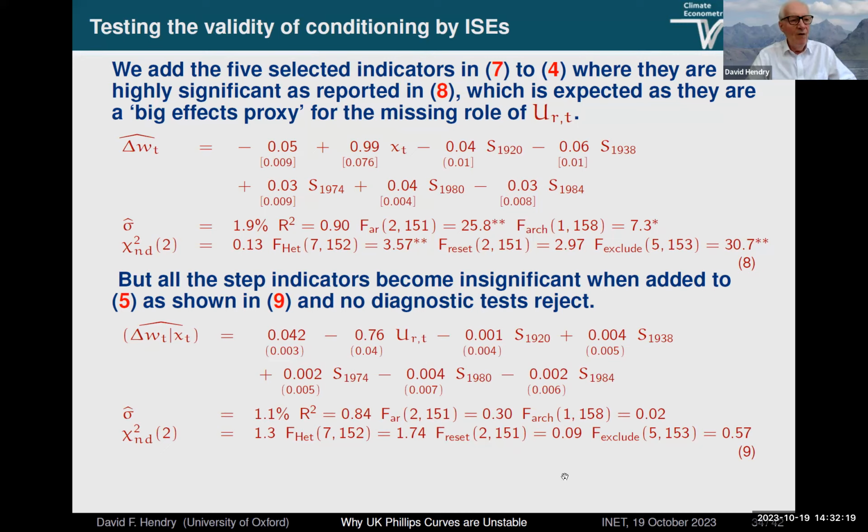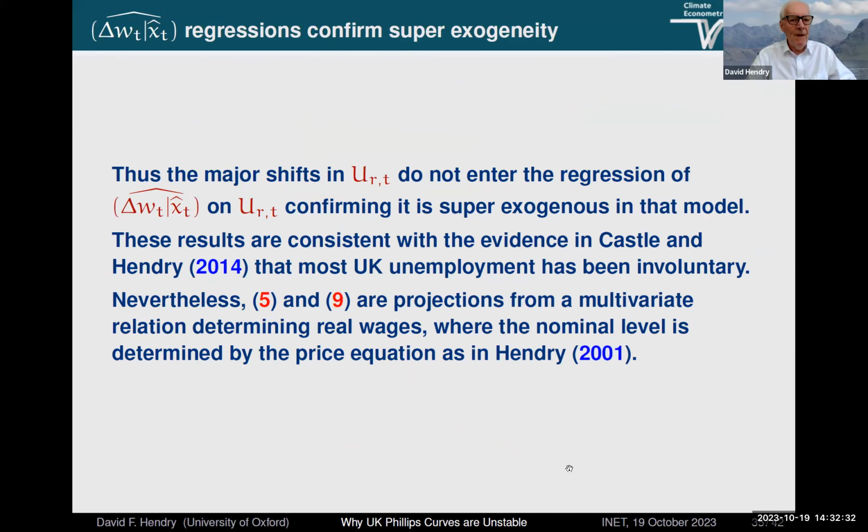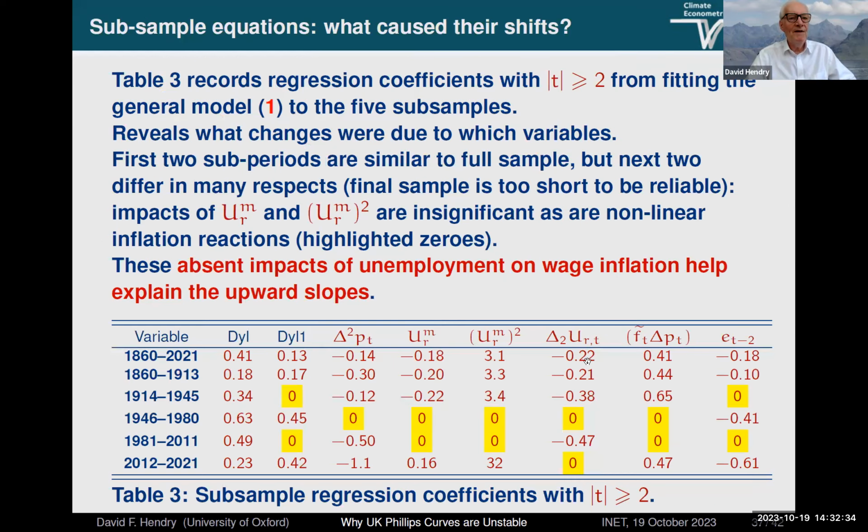So now we know that it's valid to regress our corrected variable on the unemployment rate. It's super exogenous, and yet it's all over the place when you don't do this. What's going on? Right. What caused the subsample effects? And this was completely new to me. I've never seen this happen in an equation before.